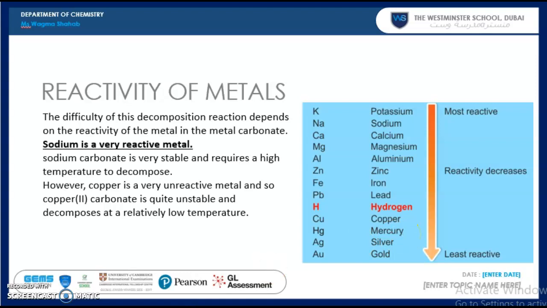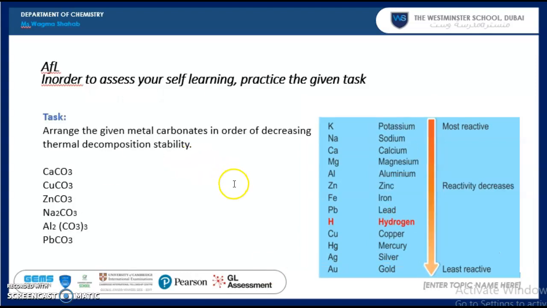Okay. Now I'm giving you a small task. Please pause this video for 3 minutes and arrange the given metal carbonates in decreasing order of their thermal decomposition stability. Like which of these metal carbonates will be the hardest to decompose? Which one will be less? And in order of that, you will rank which one can be easily decomposed by applying heat. So pause the lesson for 3 minutes and think.